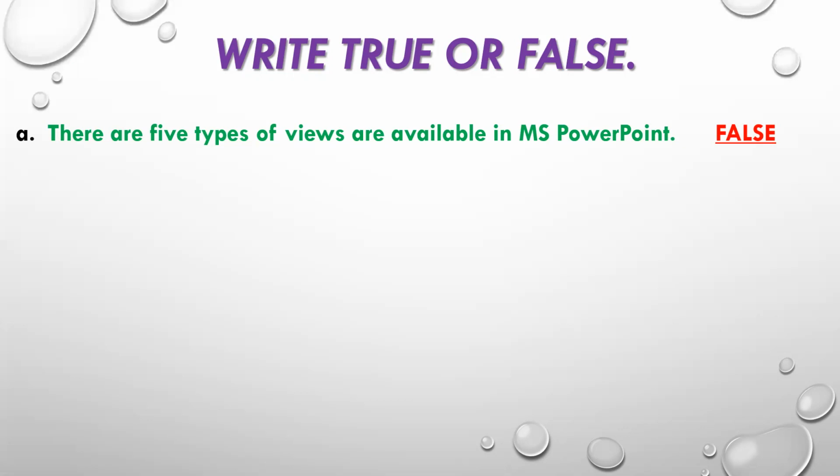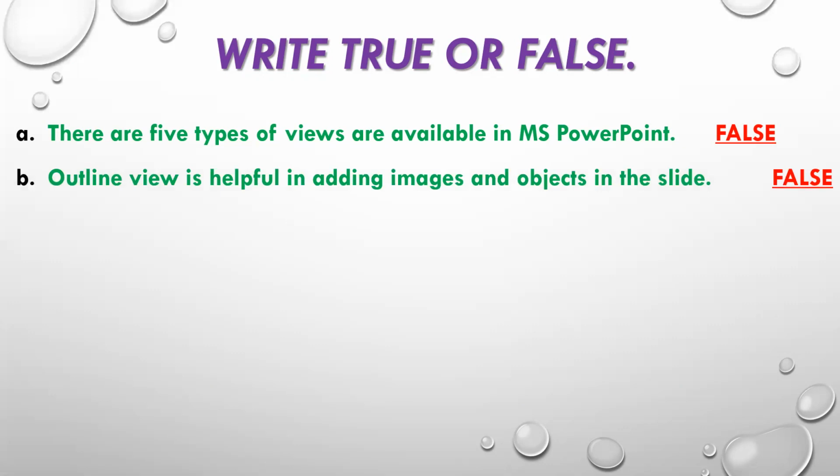Now next, B. Outline view is helpful in adding images and objects in the slide. This is also false. Outline view is not helping us to add the images and objects.